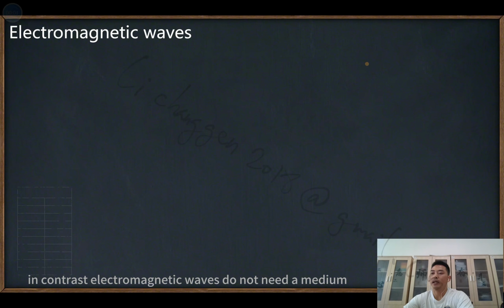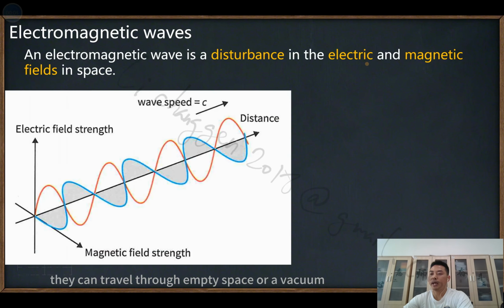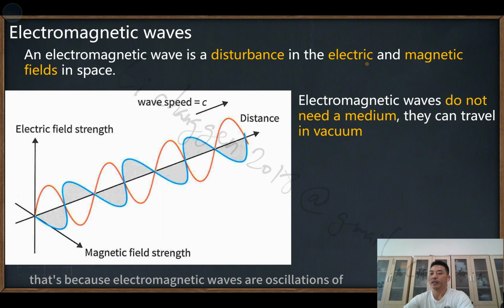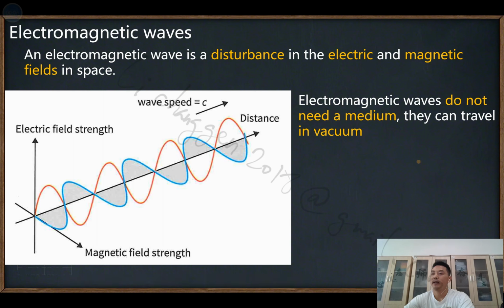In contrast, electromagnetic waves do not need a medium. They can travel through empty space or a vacuum. That's because electromagnetic waves are oscillations of electric and magnetic fields moving through space. They don't need any particles to carry them. In the picture, you can see that the electric and magnetic fields oscillate perpendicularly to each other and to the direction the wave is traveling. So electromagnetic waves are also transverse waves.